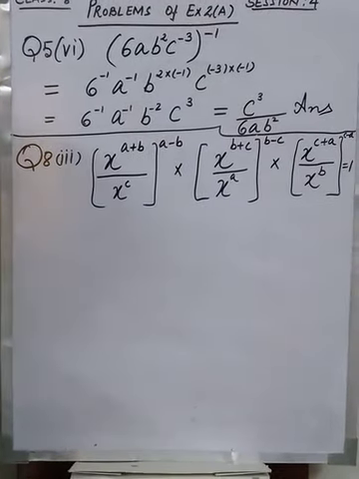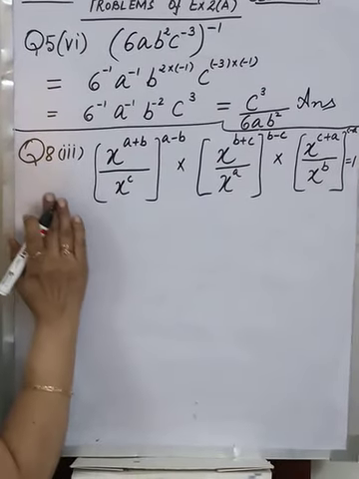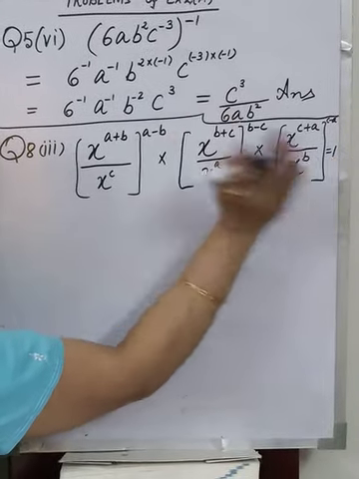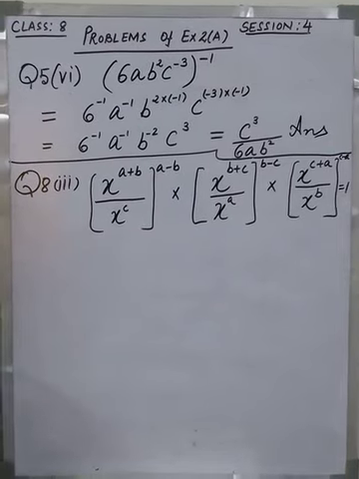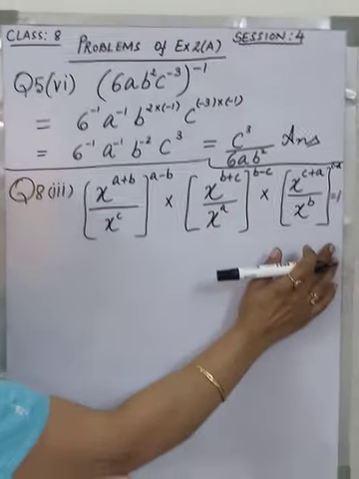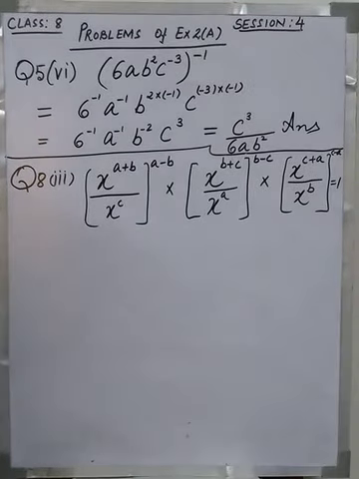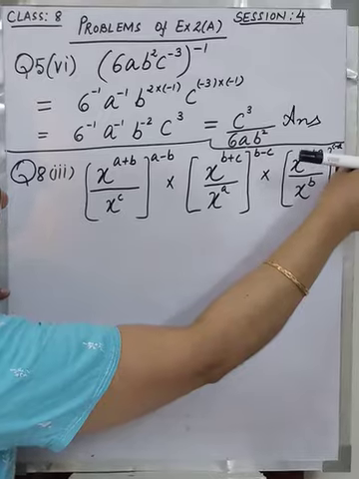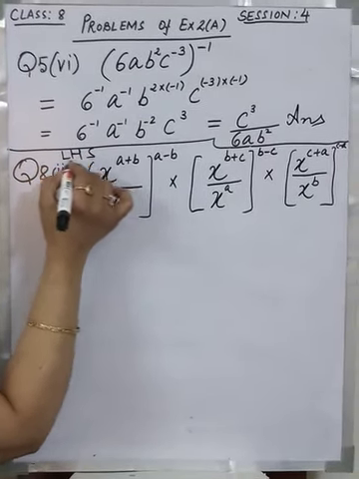Then a child asked about question number 8. In question number 8, we are supposed to prove. So this is the expression given, that is equal to 1. We have to show that it is equal to 1. So firstly we copy the LHS part. As I have a limited space, I'm not copying the RHS part. In the RHS we have to prove it equal to 1, so I'm just removing the RHS. So this is the LHS part of question number 8.